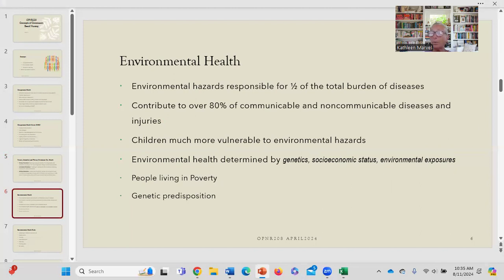Then environmental health. You think about the environment you live in, the community you live in. You think about all of the different environmental risks that are posed. Okay, we know that environmental hazards are responsible for over 1/2 of the total burden of diseases in the world and actually contribute to 80% of communicable and non-communicable diseases and injuries. We know that children are much more vulnerable to environmental hazards.